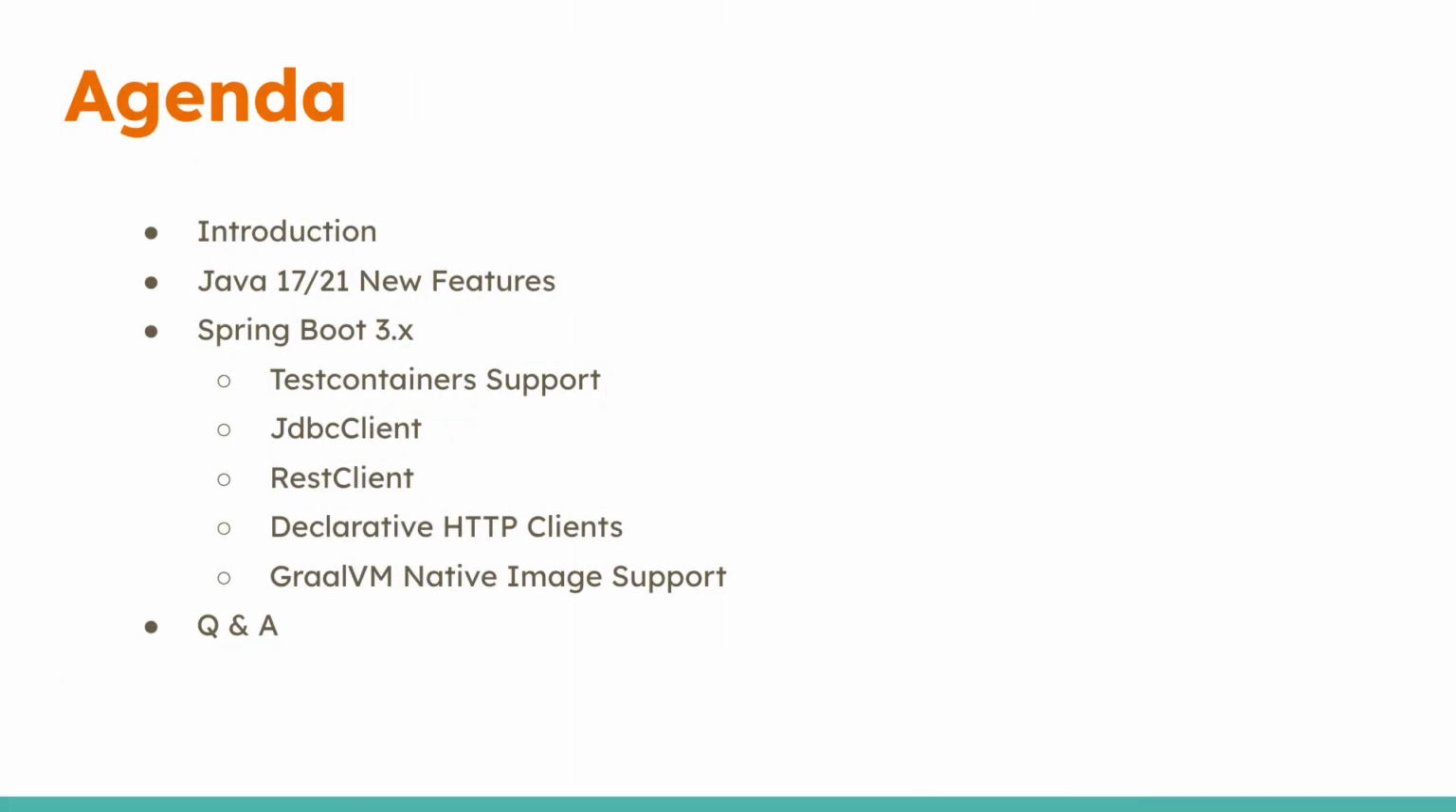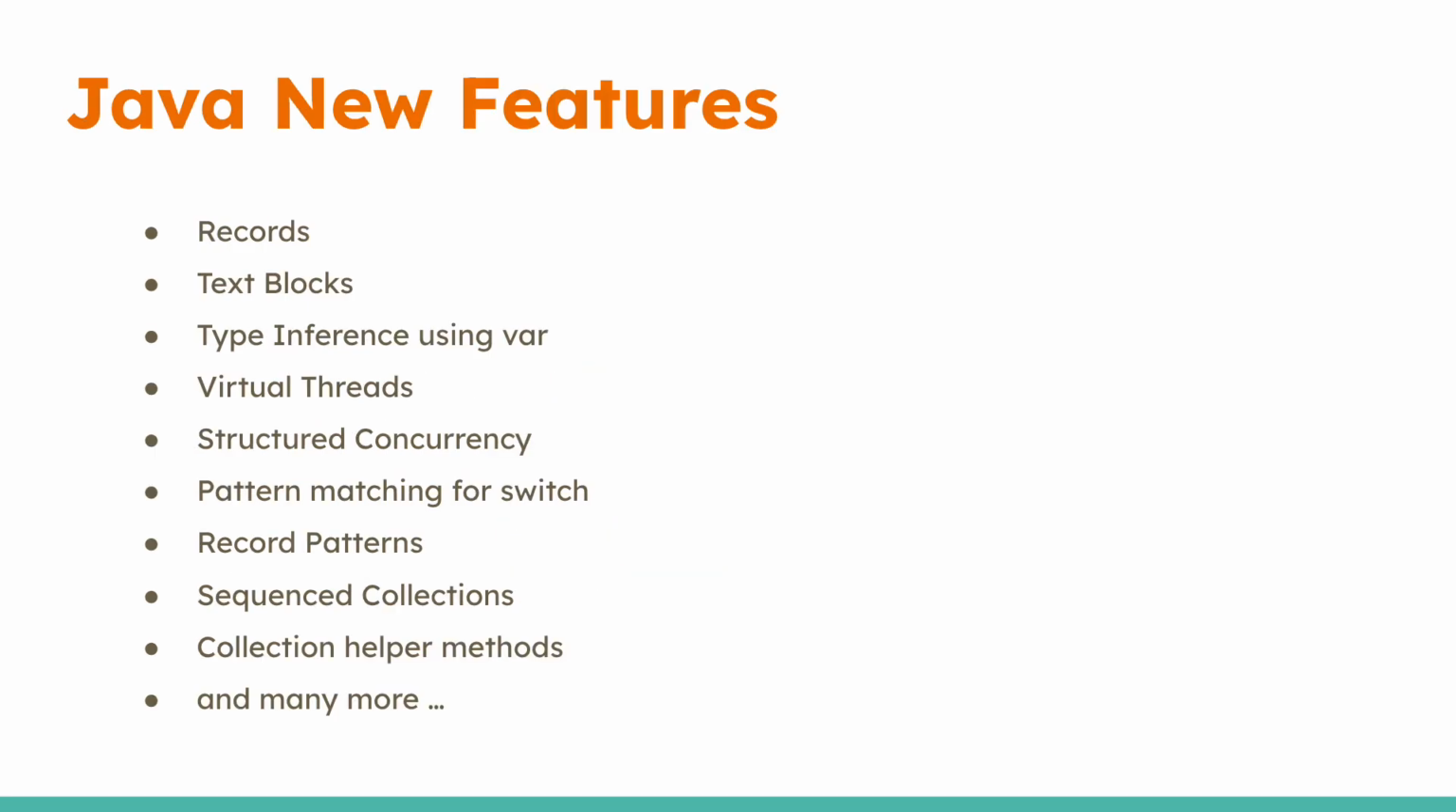This is the agenda for today's session. We are going to briefly talk about some of the new features introduced in Java 17 and later versions, and then we are going to talk about some of the major features that are introduced in Spring Boot 3.x, including Testcontainers Support, JdbcClient, RestClient, declarative HTTP clients, and then we are going to quickly talk about GraalVM native image support.